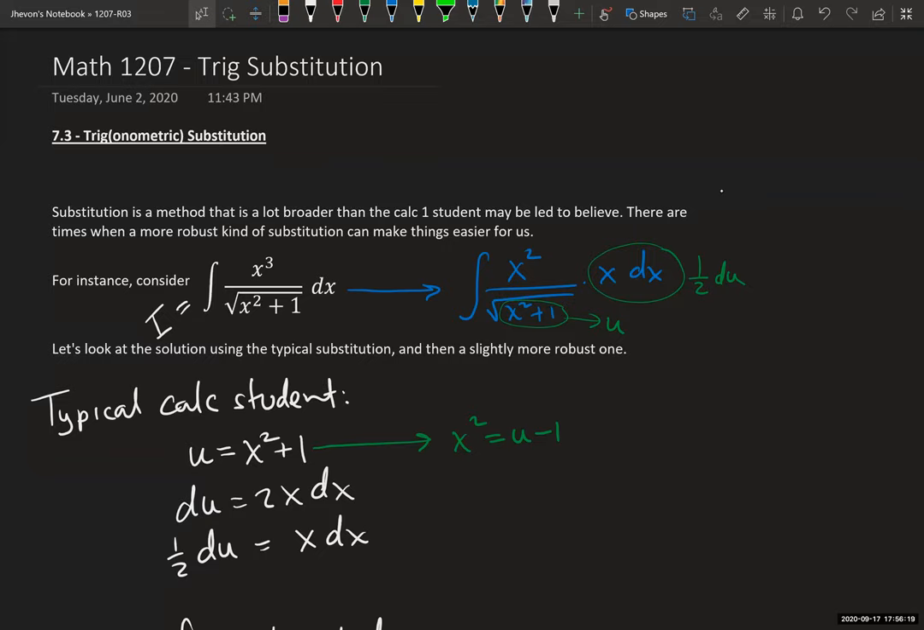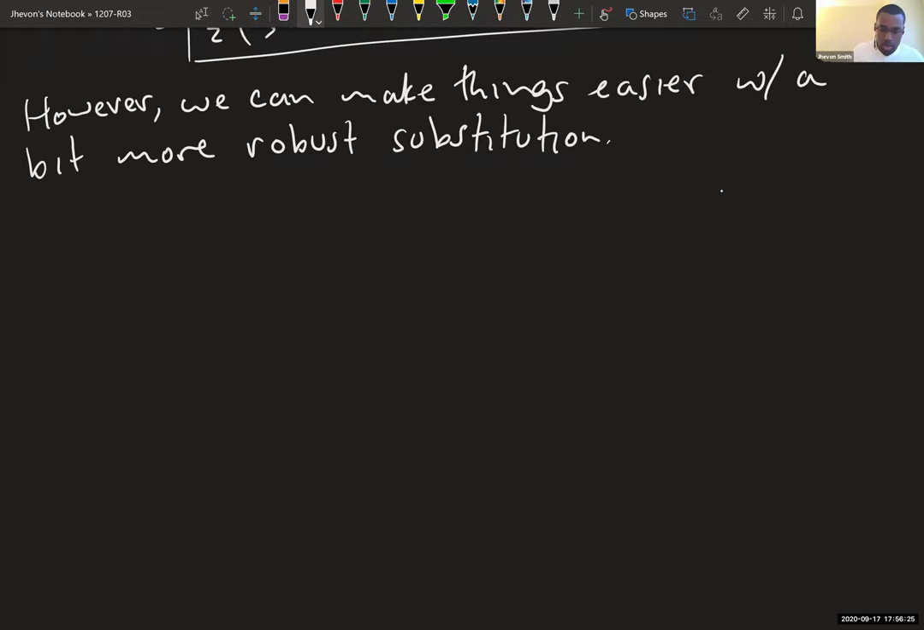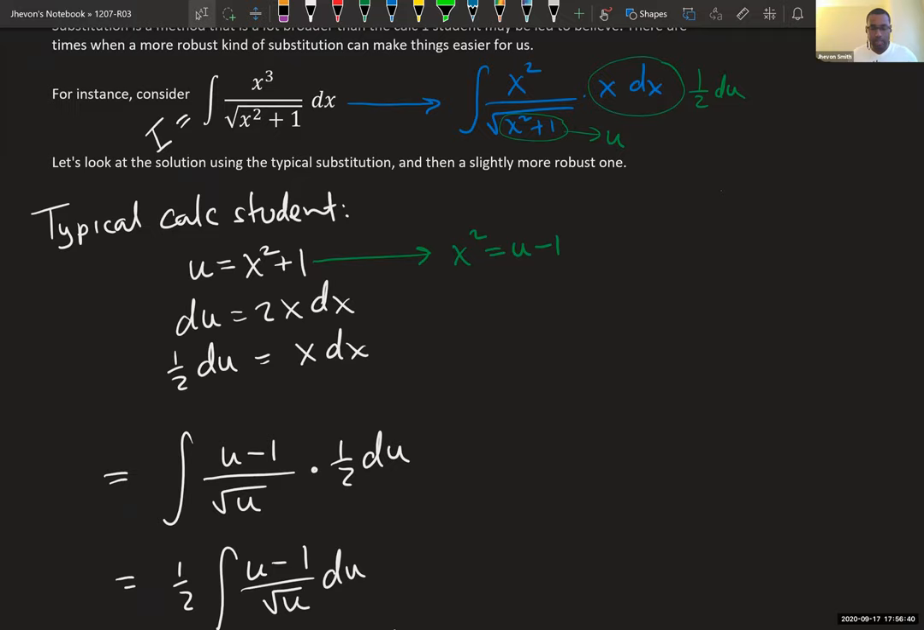Would you do u squared? Right, a u squared substitution. So instead of just letting u, how about a u squared substitution? Now, what is the benefit of a u squared substitution? Well, it allows us to simplify the integral even more. So in fact, it gets rid of the radical in that denominator, okay?